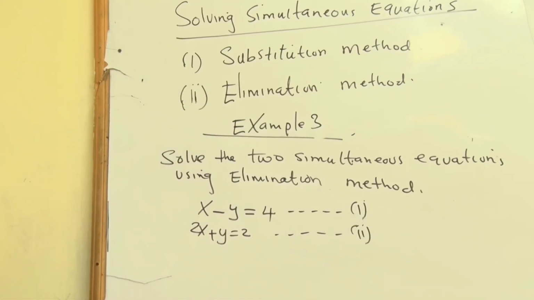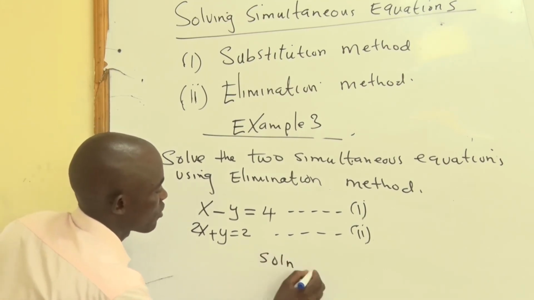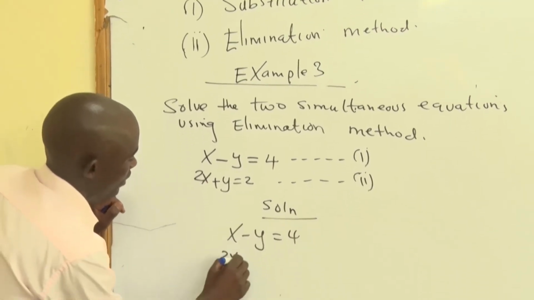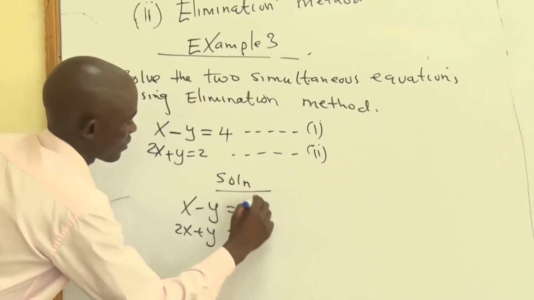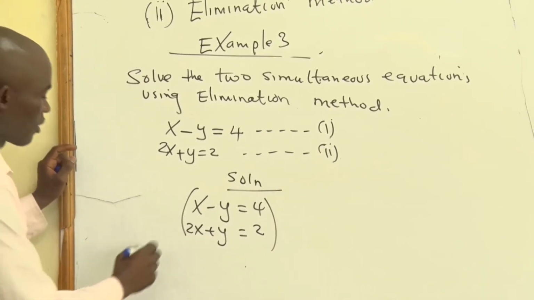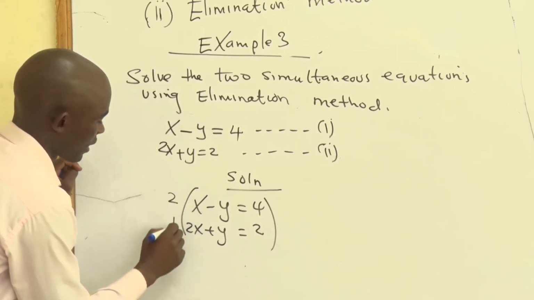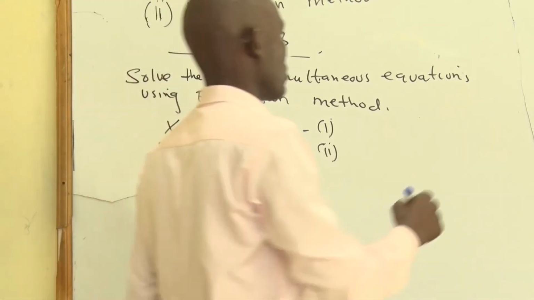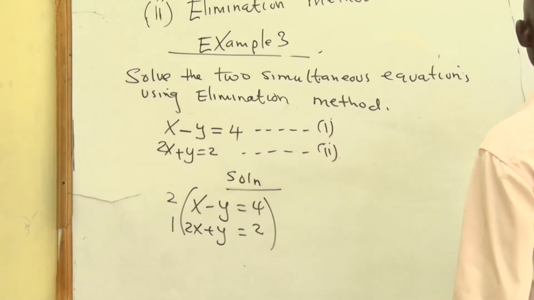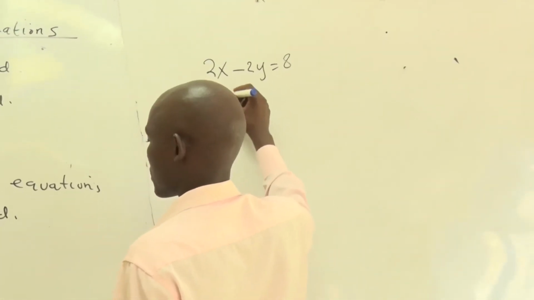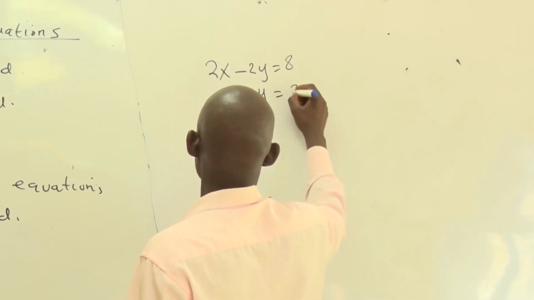So what you do in such a case, like we said, you'll have to rewrite the two equations. You have x minus y is equal to 4, 2x plus y is equals to 2. You interchange the coefficients. The coefficient 2, 1. Here we have 1 comes down, 2 comes up. So if you multiply these, you will get 2x minus 2y is equals to 8. Then you have 2x plus y is equals to 2.